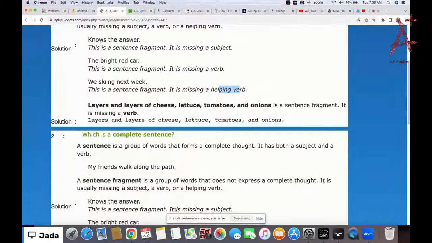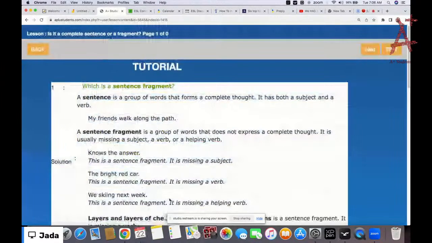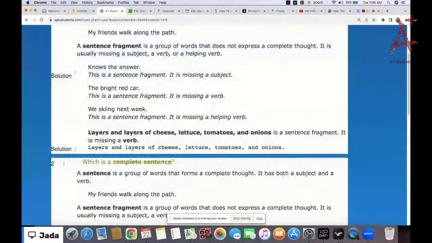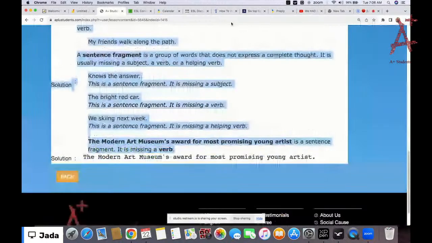Let's see. There's an example here: layers and layers of cheese, lettuce, tomatoes, and onions is a sentence fragment. It is missing a verb, because what's going on? We do not have a complete statement. It just says layers and layers of cheese, lettuce, tomatoes, and onions. The fragment is missing a verb. Let's go on to see more examples.